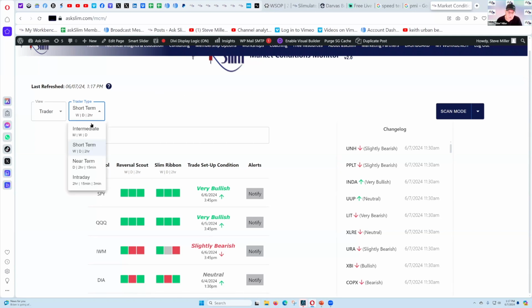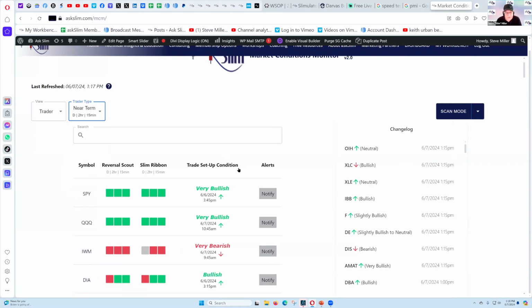If you were really a shorter term trader, let's say a swing trader, intraday or over a few days, you'd look at the near term and you could see very bullish, very bullish. Look at the IWM, very bearish. The Dow here in the short term, though, is still holding at bullish.